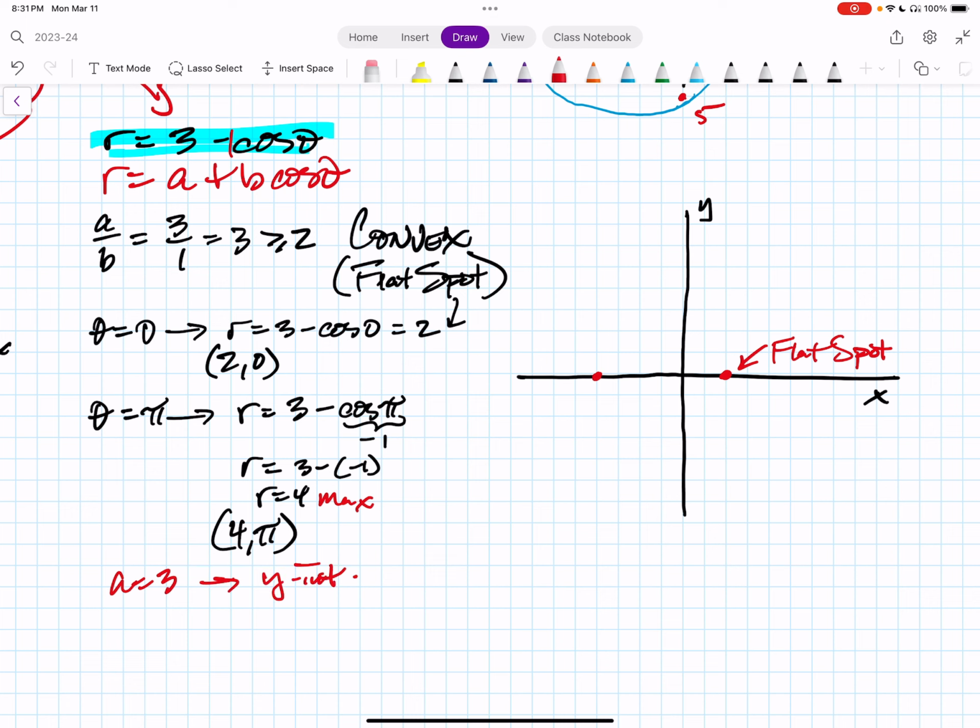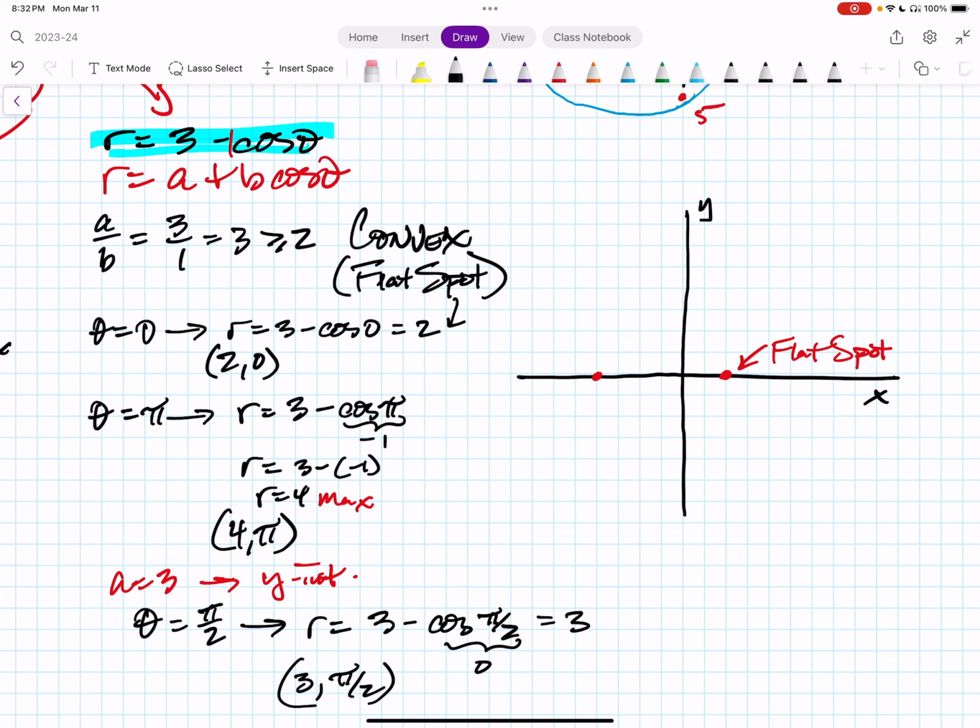Okay, and if you don't believe me, substitute in pi halves. So let's do it just for funsies here. So here's pi halves. I'm going to substitute it in. R is equal to 3 minus cosine of pi halves. And as you guys know, cosine of pi halves is 0, so you get 3. And 3 comma pi halves is on the graph, which is at the top.